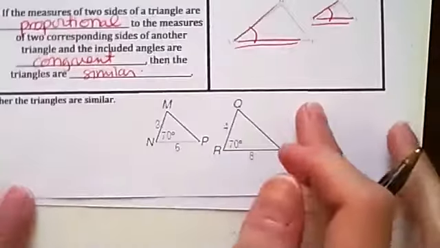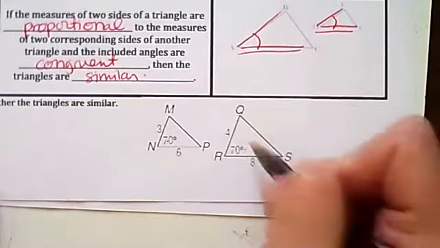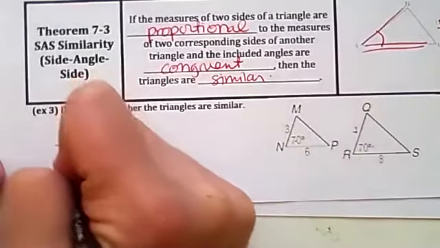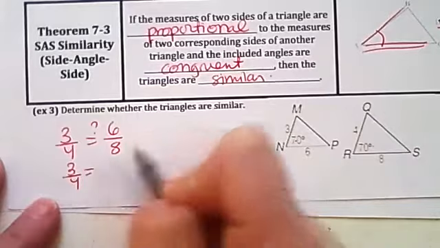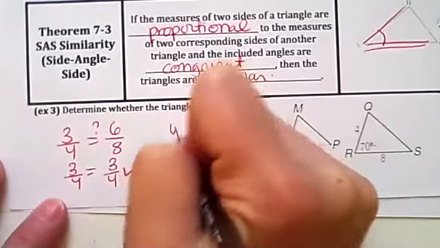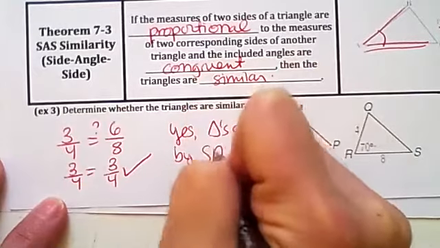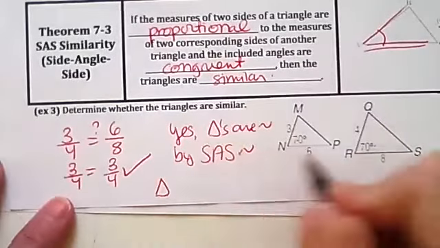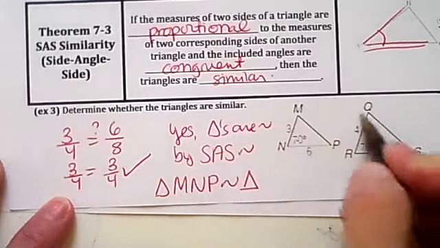So here's an example right here. See how we have one pair of congruent angles, and it happens to be the included angle for these two. And so now I'm going to set up ratios of the sides. So 3 over 4, does that equal 6 over 8? So 3 over 4 can't be reduced. 6 over 8 can be reduced to 3 over 4. So we would say, yes, triangles are similar by side angle side similarity. And if we needed to do a similarity statement, we could have triangle MNP is similar to triangle QRS.